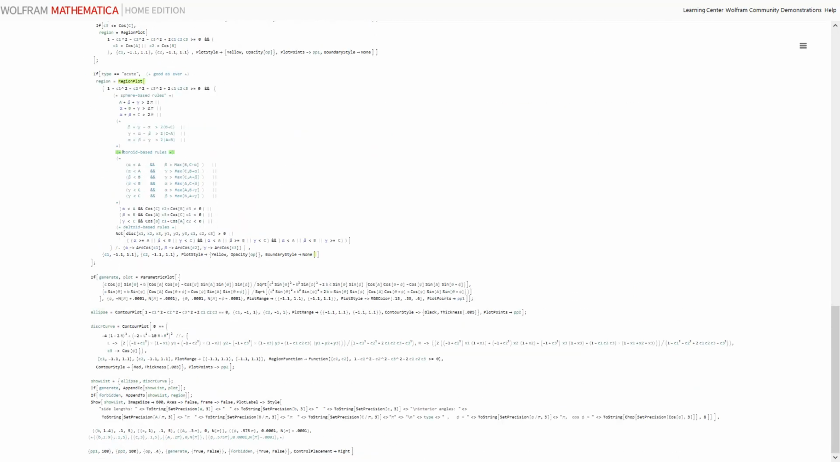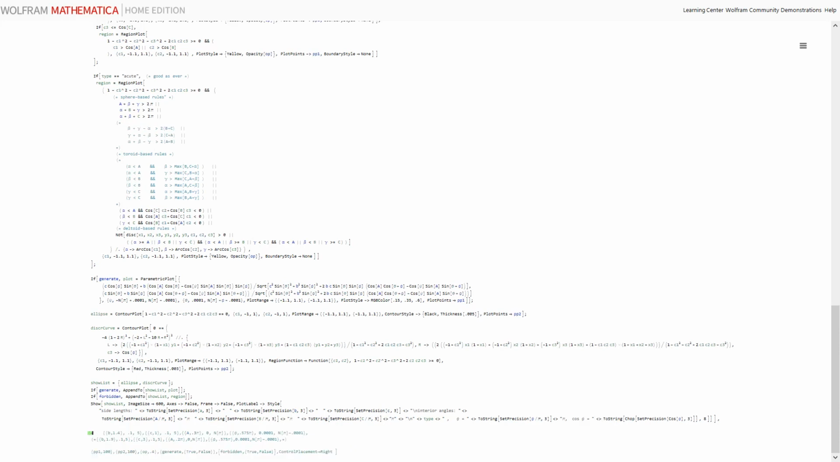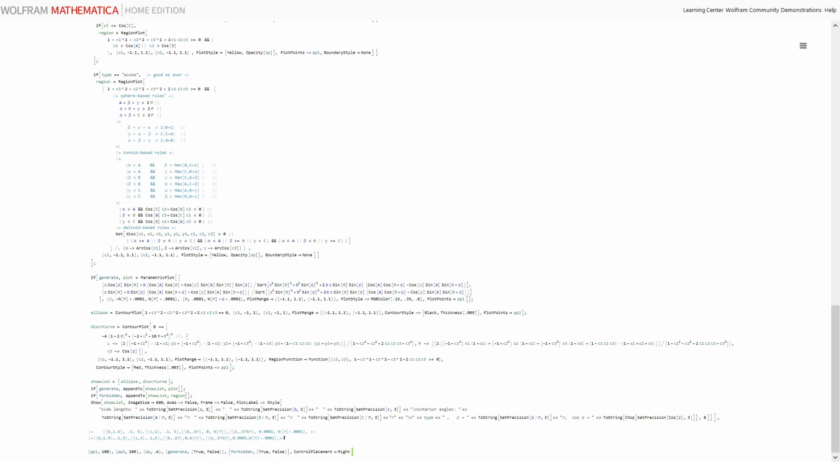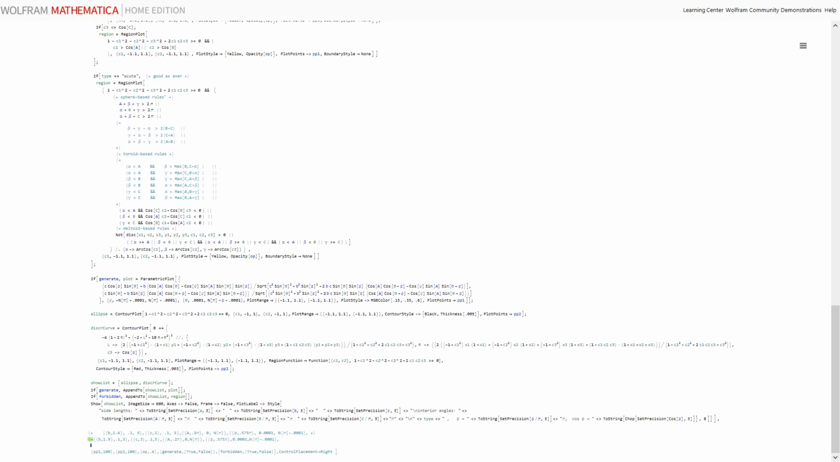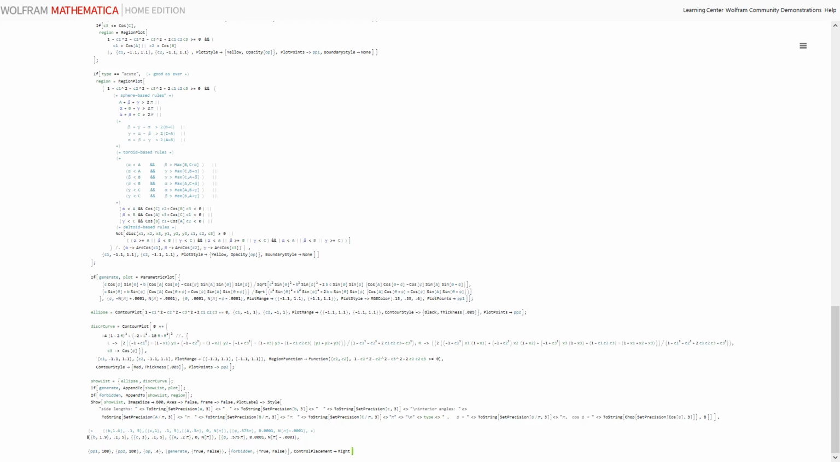I'm sorry, let's see. Okay, here I am towards the bottom of the code. What I'm going to do is take certain parameter values that I had canned in here and comment them out. And then I'm going to take other canned values that I had commented out and uncomment those. So I'll try it again with different parameter values.